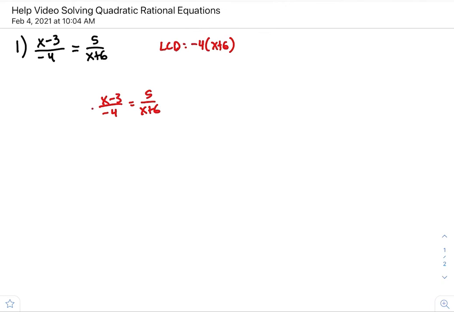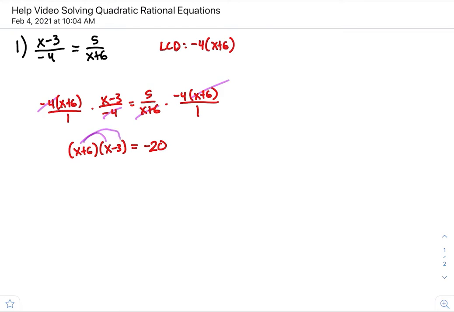So on this side, you guys, we are going to multiply by the LCD to both sides. Now, let's see what we can cancel. So this -4 cancels off with this -4. And this x plus 6 cancels off with that x plus 6. So on the left-hand side, we have x plus 6 times x minus 3, which is equal to 5 times -4, which is just -20.